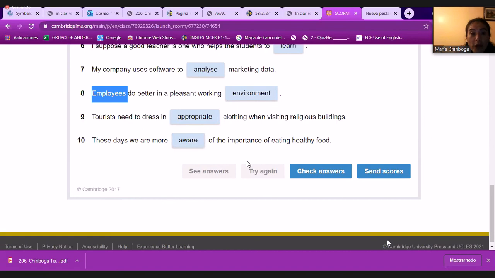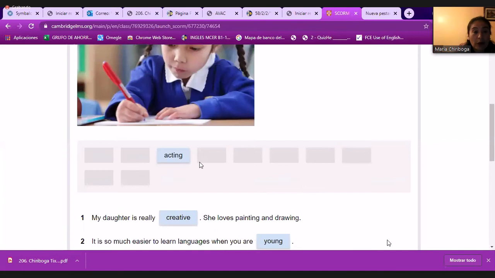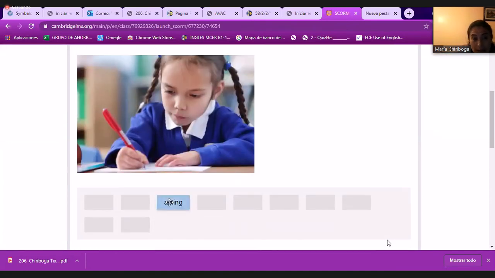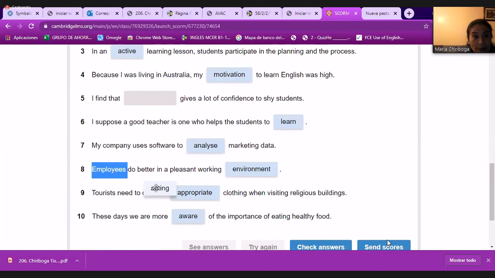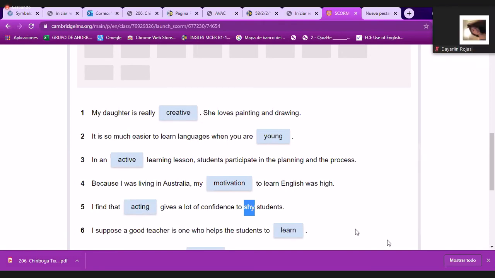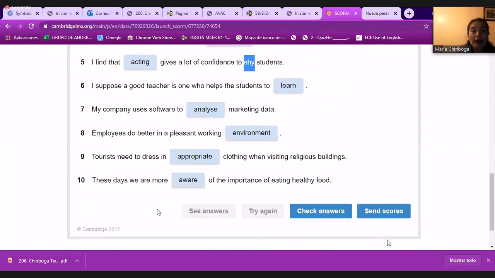These days we are more aware of the importance of staying home. Yeah, because if you leave home, you can be contaminated with coronavirus, or COVID-19. And obviously we have acting, and I think acting is perfect here because when students are shy, what is the meaning of shy? If you are shy, the teacher has to do activities where the students can act, and that helps them to become active, okay? Yeah, let's check.